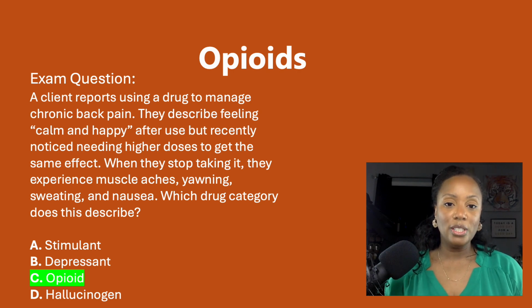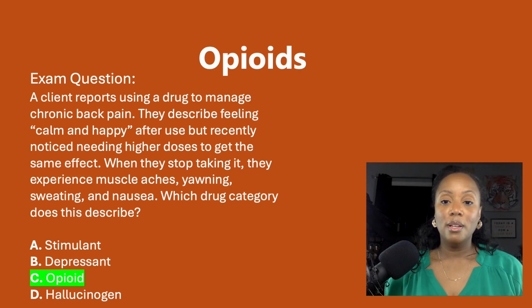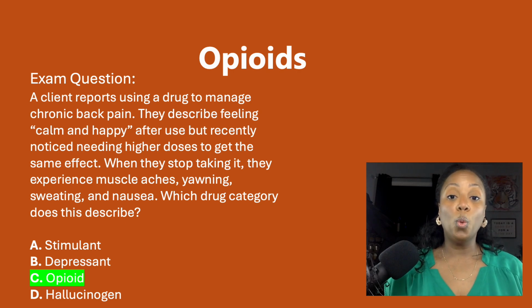Now let's break this question down. Key clues include pain relief, calm and happy, needing higher doses, and withdrawal symptoms. They're all classic signs that point towards the drug being in the opiate category.